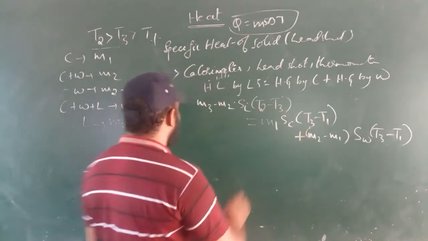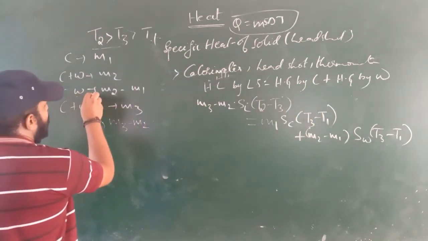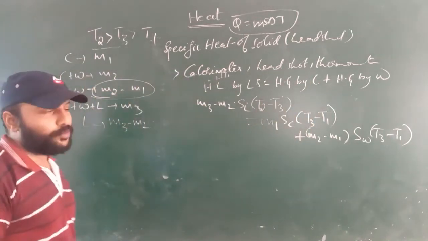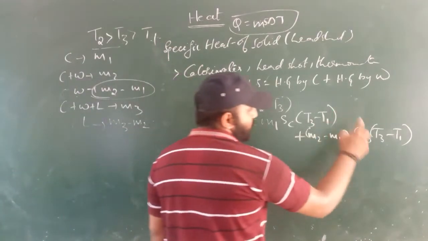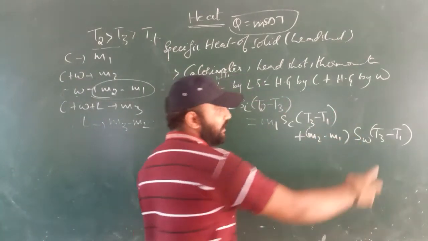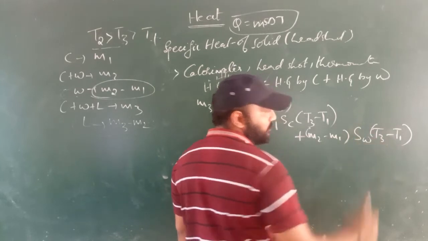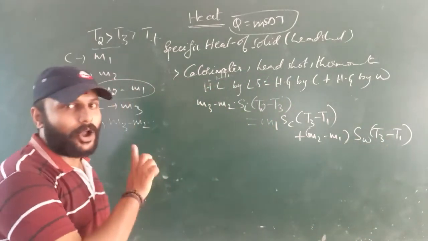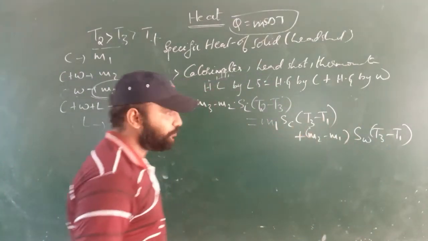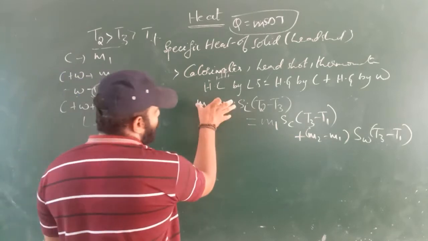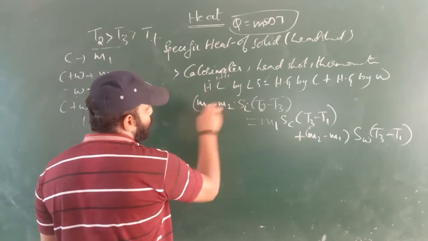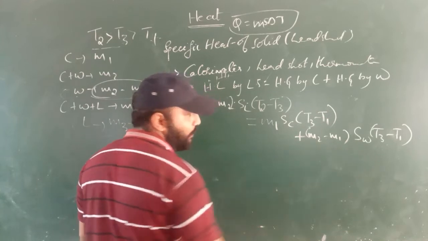the heat gained by the water. The mass of water we have got is M2 minus M1, into the specific heat of water, into the change in temperature: temperature of mixture minus temperature of calorimeter or water, T3 minus T1. What will I do? I will bring M3 minus M2 and T2 minus T3 to the right side, and it becomes a division.